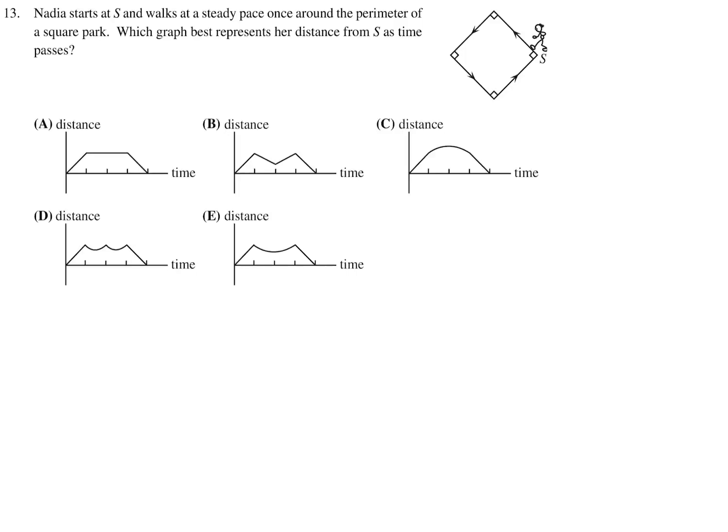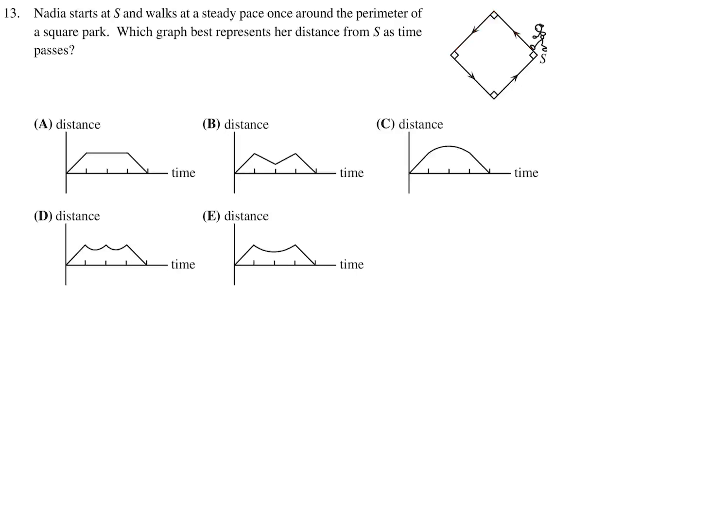Nadia starts at S and walks at a steady pace once around the perimeter of a square park. Which graph best represents her distance from S as time passes? So S is right here. All right. Now what's interesting is that initially she starts walking this way, right? And then she walks, I guess, a little bit southwest. And then the exact same way, but coming back this time.